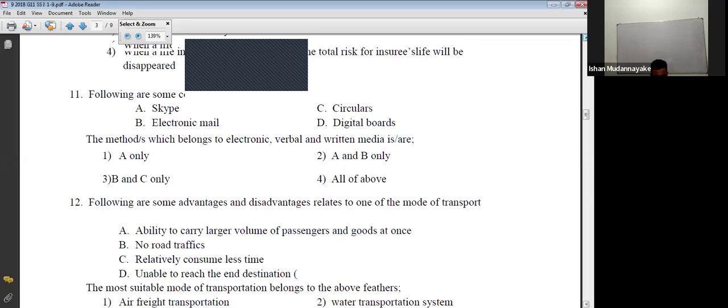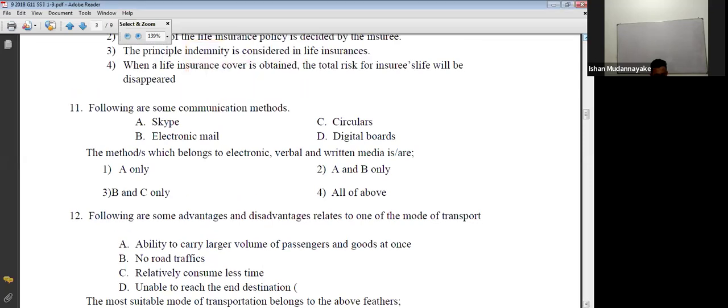Following are some communication methods: Skype, electronic mail, circulars, digital boards. The methods which belong to electronic, verbal and written media. What's the answer for question number 11? Lamai, what's the answer for question number 11?